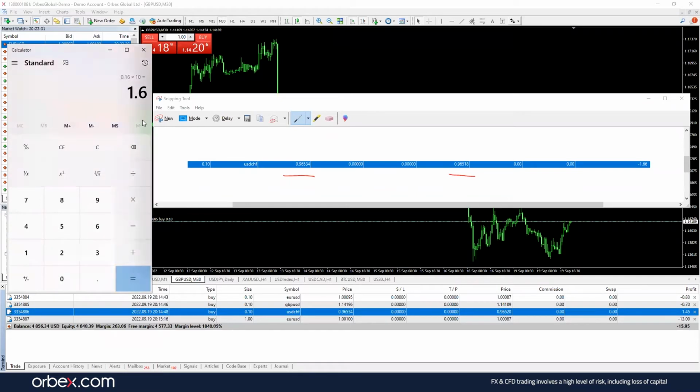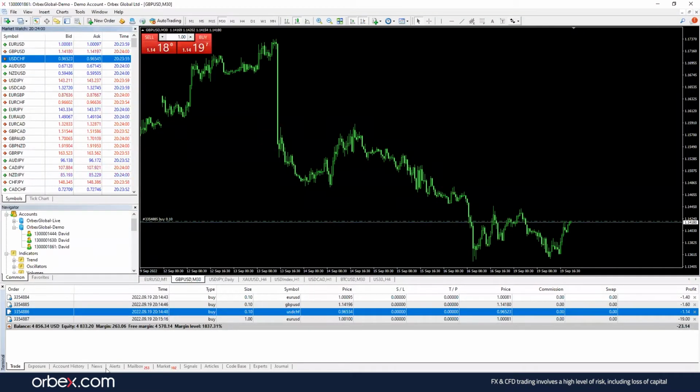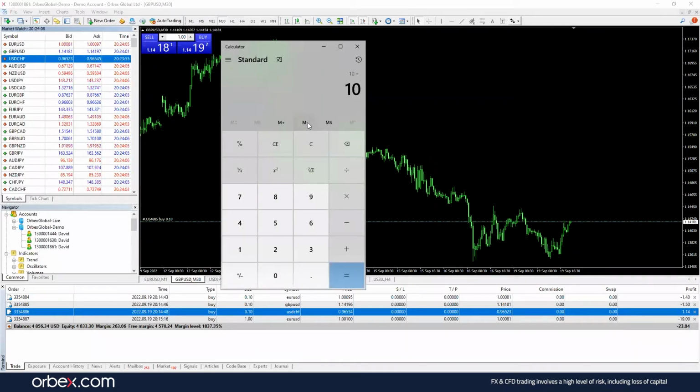As you can see here, it's a little bit off because it's a different quote currency. It's not dollar on the second currency, it's Swiss francs. So what is the pip value for Swiss franc? Well, this is what we have to understand. For Swiss franc, it's $10 divided by the dollar Swiss franc rate. So what does that mean? To go back to the platform, so we've got $10 divided by 0.96523 approximately, because that's the rate at the moment.